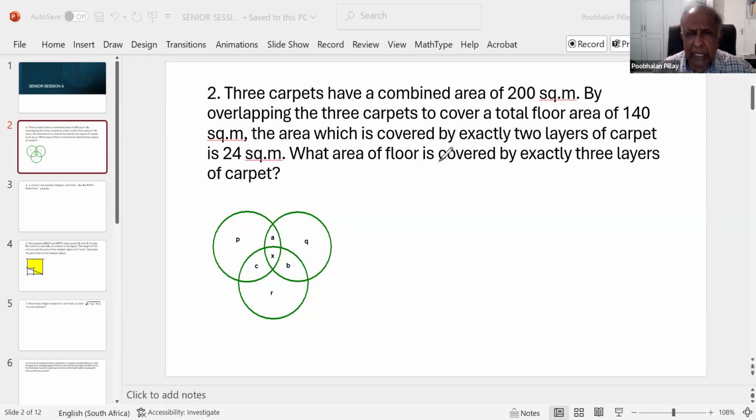The question is, what area of floor is covered by exactly 3 layers of carpet? So I've given the name of X to that because we need to find X. This part here is covered by 3 carpets. So now how do you go around doing this? It looks like a very difficult problem because you've got so many unknowns.